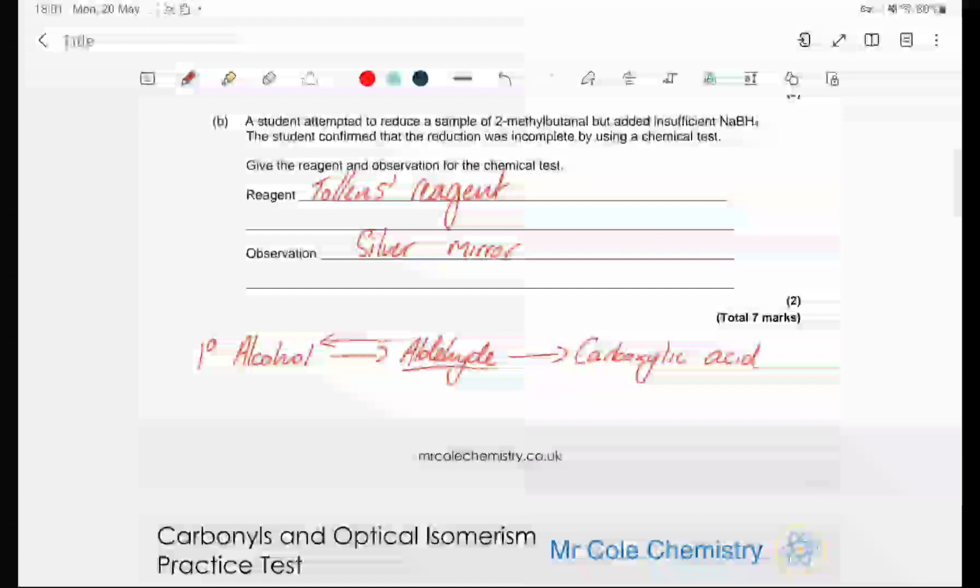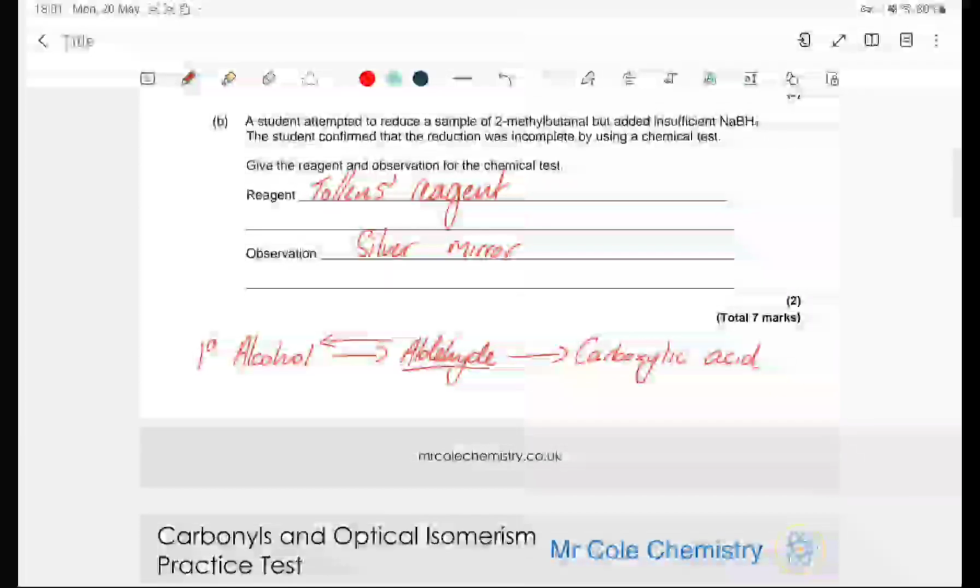Okay, a lot of people make the mistake of thinking that an aldehyde is not the only thing that can be tested for with Tollens, because the process that occurs is actually a redox reaction. So you could maybe be tricked into thinking that a primary alcohol would also react, but it doesn't. The only thing that reacts there is the aldehyde.